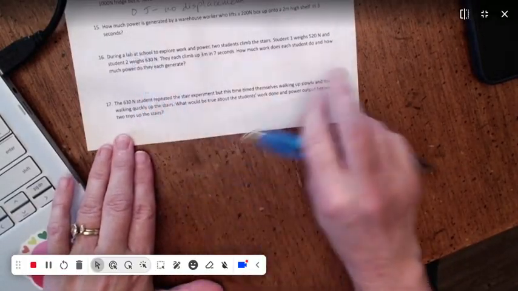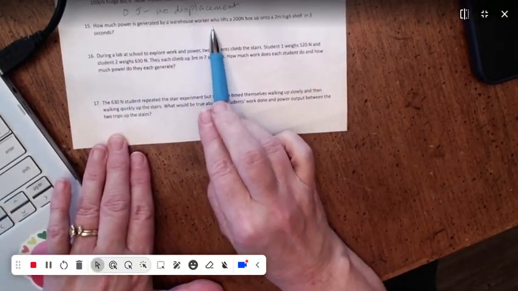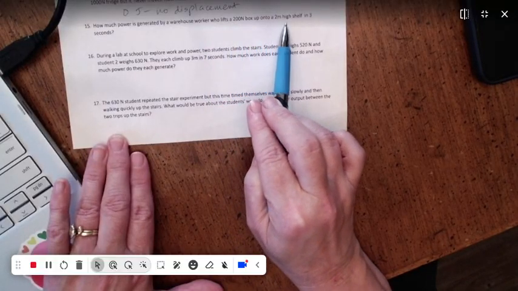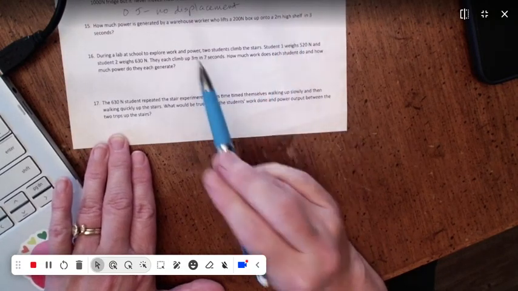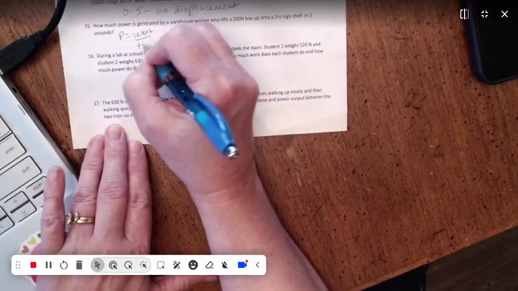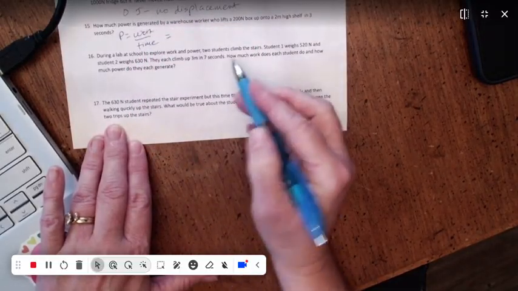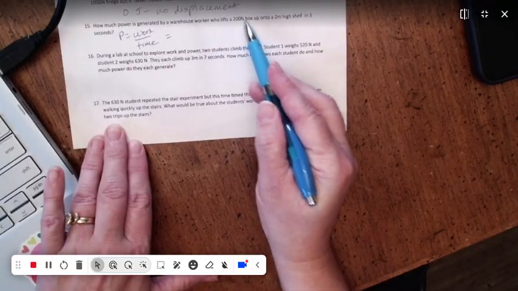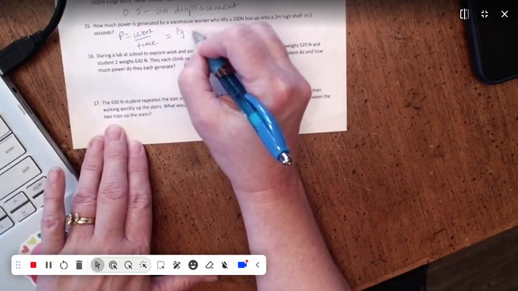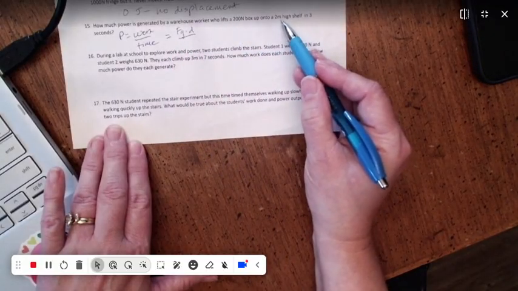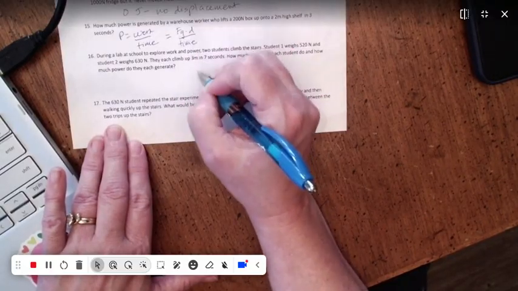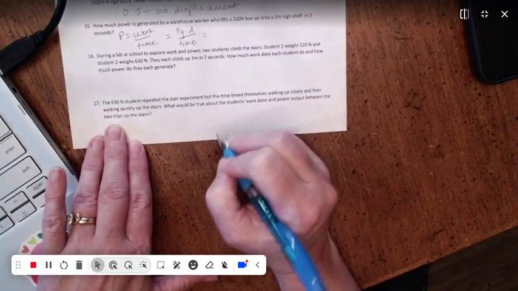Okay. How much power is generated by a warehouse worker who lifts a 200 Newton box up onto a 2-meter high shelf in 3 seconds? Okay, so power is work divided by time. In this case, we're lifting again, so our force is going to be the weight of this box, which is our force of gravity. We're lifting at a distance of 2 meters. And then we're doing that in 3 seconds.